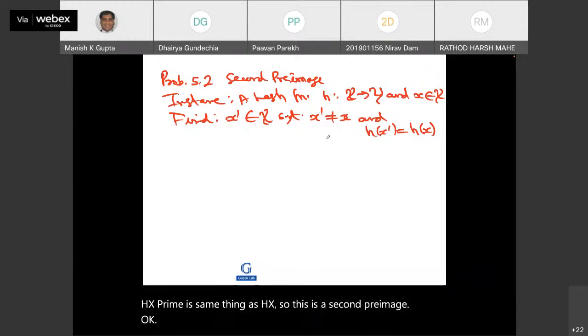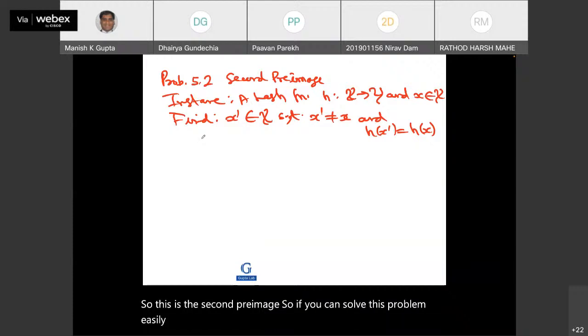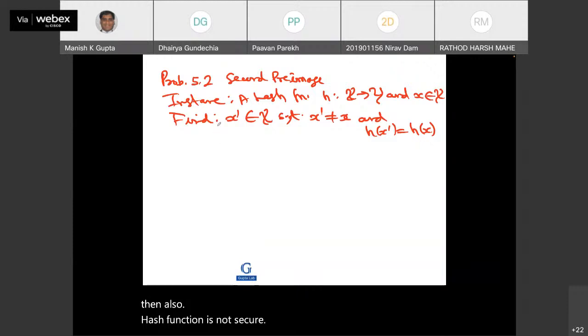So basically, if x is the first pre-image, and you can find a second element x prime for which h(x prime) is the same as h(x), this is known as a second pre-image. If you can solve this problem easily, then the hash function is not secure. So I would say that we can circle it here.